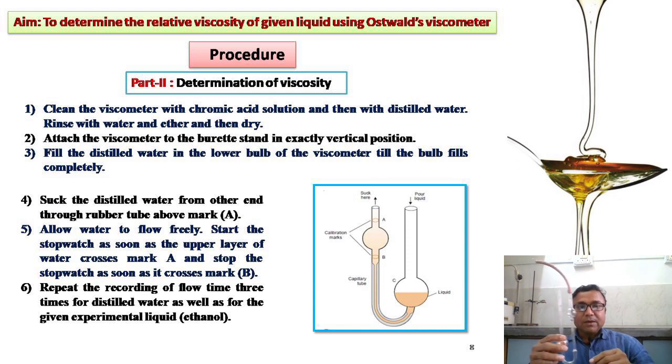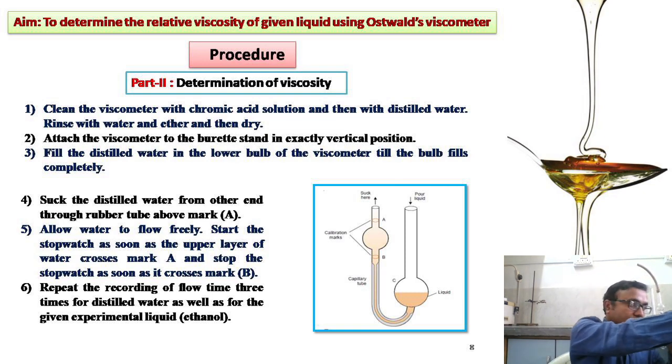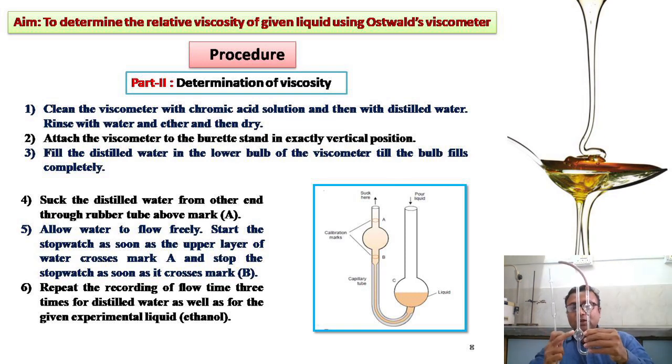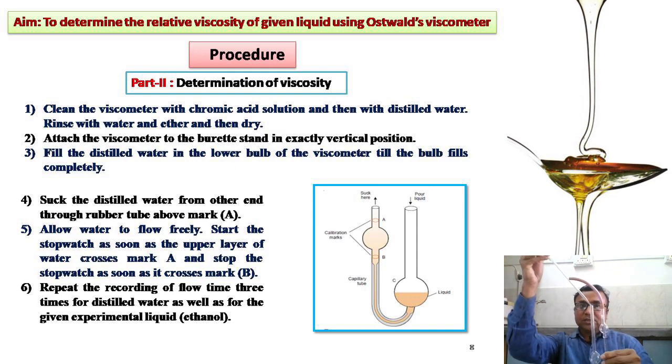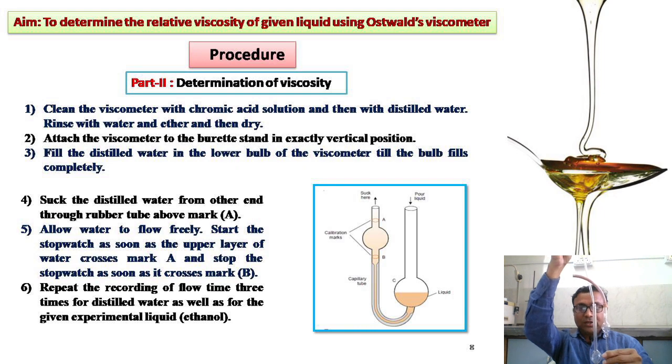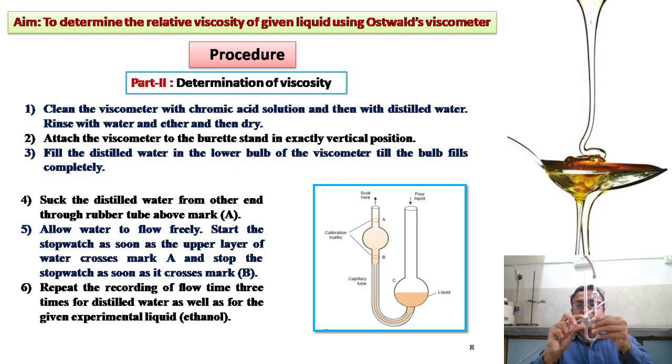In the third step, fill the distilled water in the lower bulb of the viscometer until the bulb is filled completely, using the pipette. This is the upper bulb, this is the lower bulb. Using the pipette, take the distilled water and insert it from this side to fill the lower bulb, so that it fills completely up to this mark. So this is about the addition of water in the lower bulb of the Ostwald viscometer.